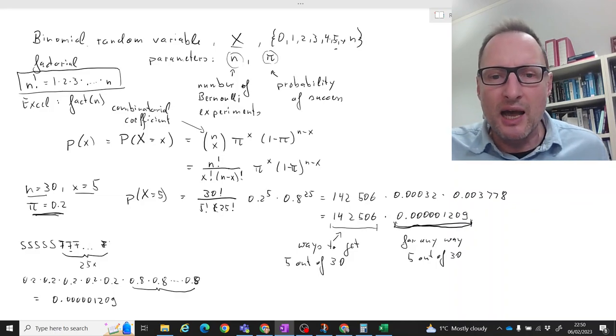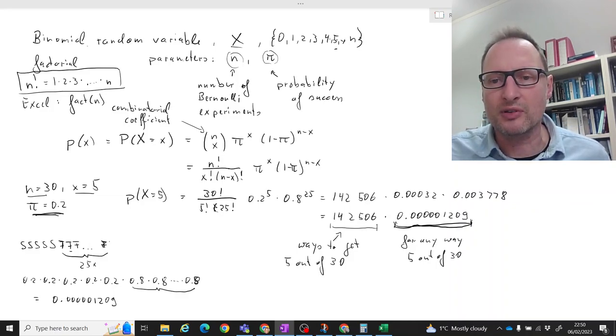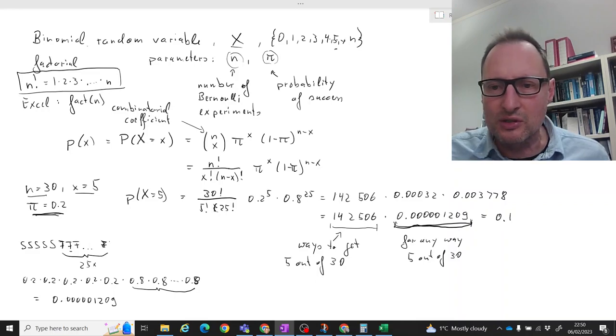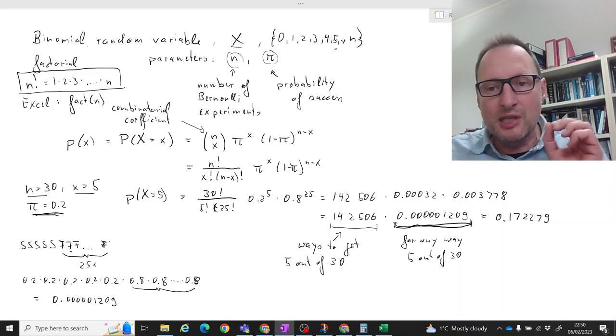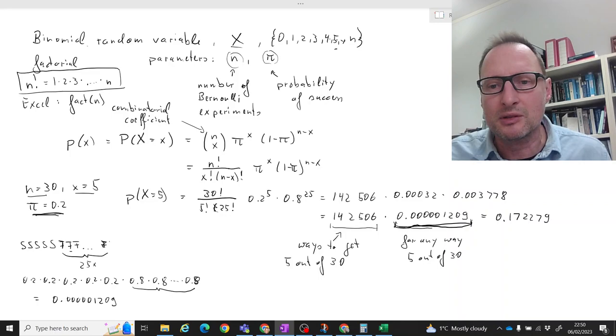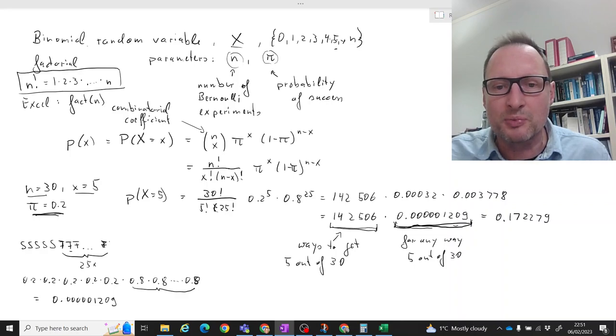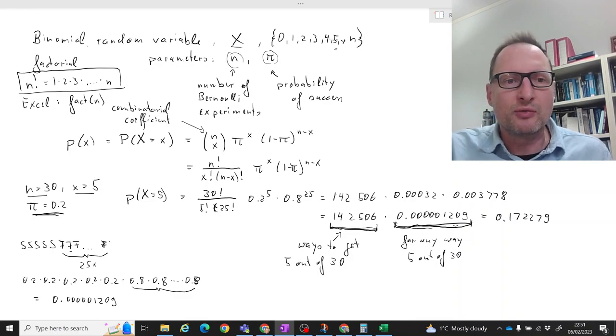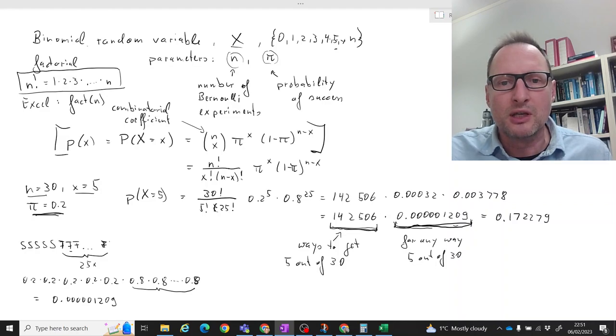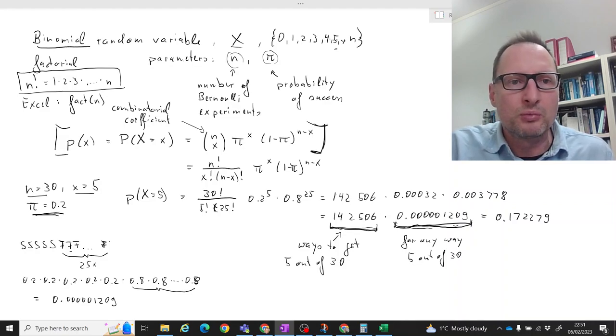But how many of these do we have? We have 142,506. So overall, the probability that we get 5 out of 30 is 0.172279, or a bit more than 17%. So while any particular way to get 5 is extremely unlikely, as there are 142,506 possible ways to get that, altogether that delivers a quite substantial probability of more than 17%. So this is how we use this formula to get probabilities for binomial random variables.